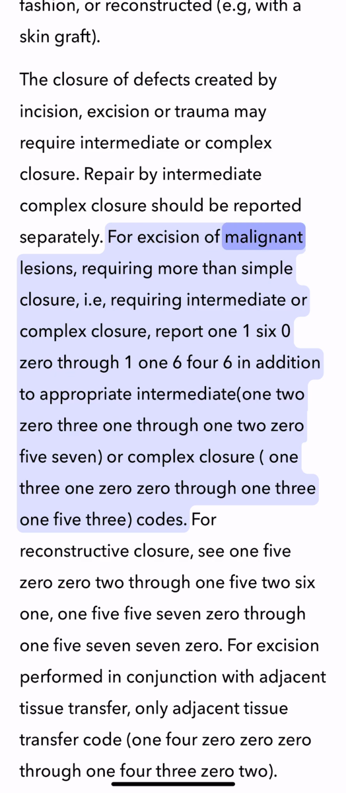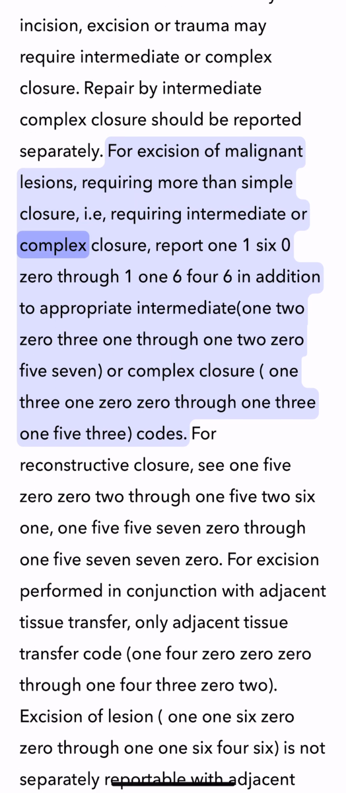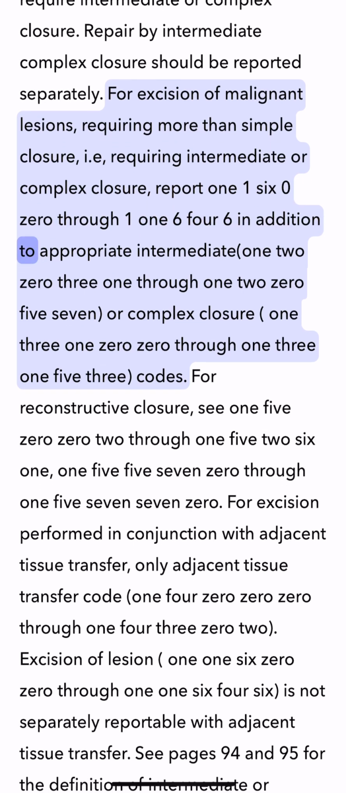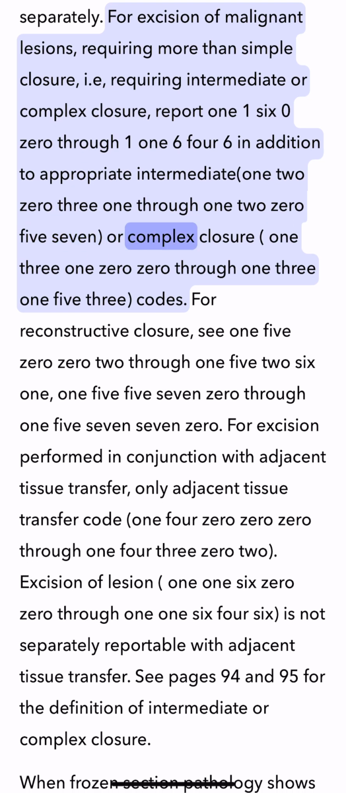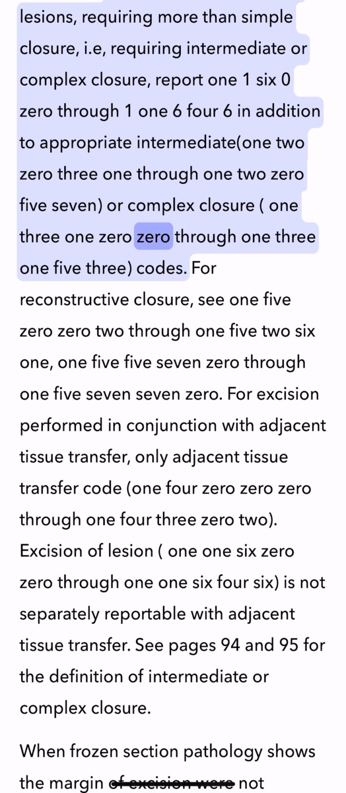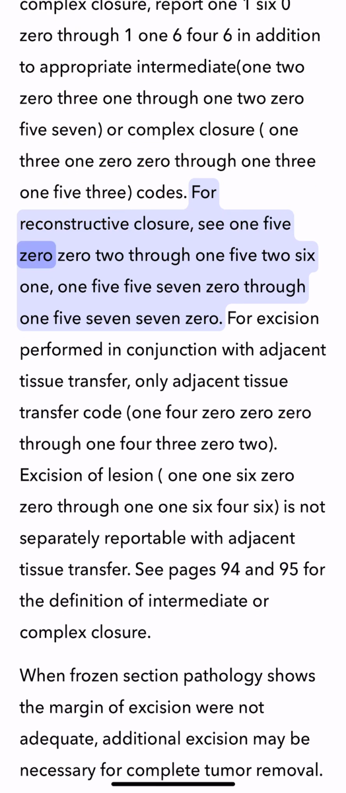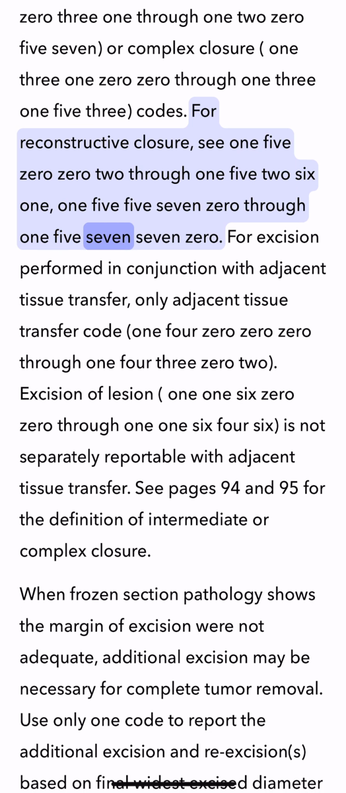For excision of malignant lesions requiring more than simple closure, that is, requiring intermediate or complex closure, report 11600 through 11646 in addition to the appropriate intermediate, 12031 through 12057, or complex closure, 13100 through 13153 codes. For reconstructive closure, see 15002 through 15261, 15570 through 15770.